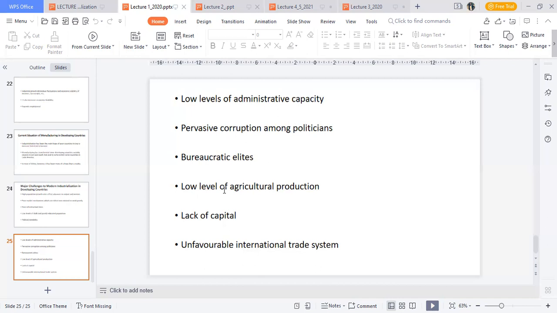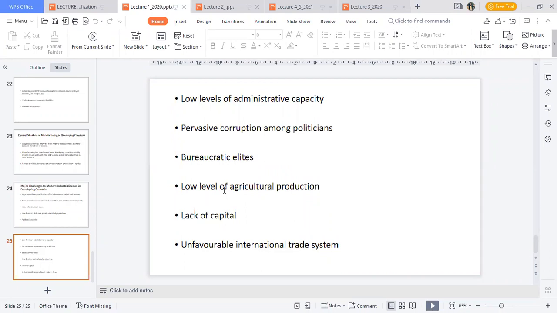Unfavorable international trade system, meaning that even if you still grow your industry and become strong, the issue of exploitation, the issue of externalities plays a major role. Because at the end of the day, you are still selling to the market, you are still producing.